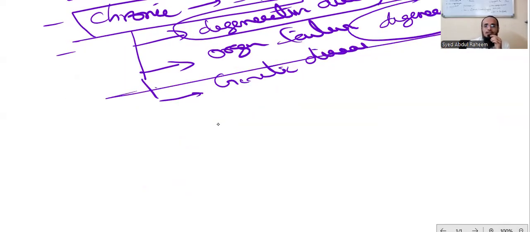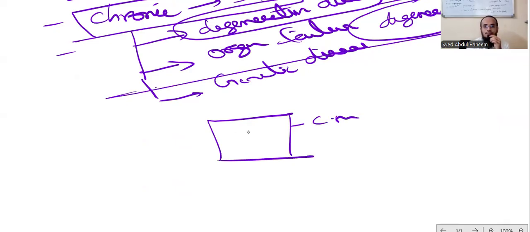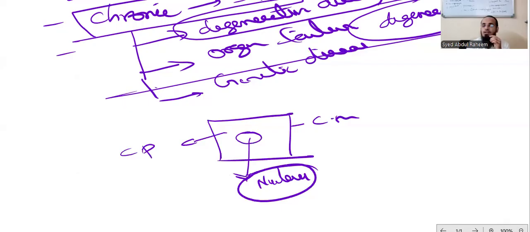Basically, if you observe, the cell has three things. One is the cell membrane, another is the cytoplasm, and here is the nucleus. In the cytoplasm, you have organelles. So what is meant by degeneration? Degeneration is nothing but breakdown of the cell membrane. What is meant by organ failure?